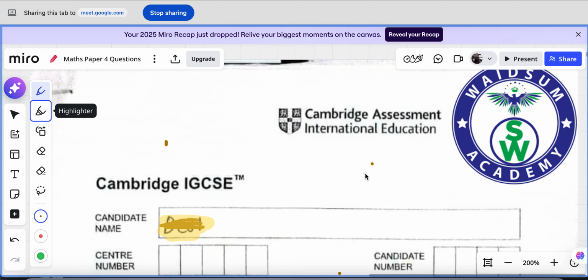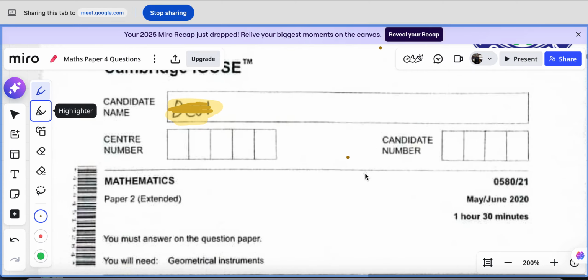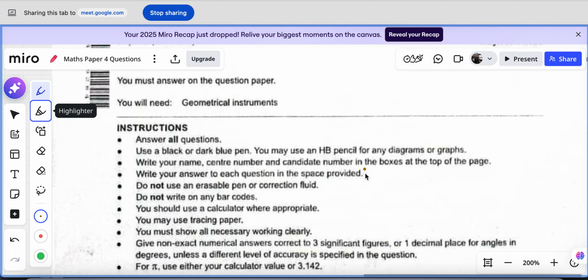Today we'll be looking at Maths Paper 2, May/June 2020. Without much ado, let's begin.